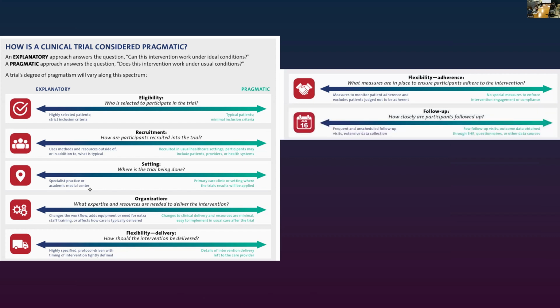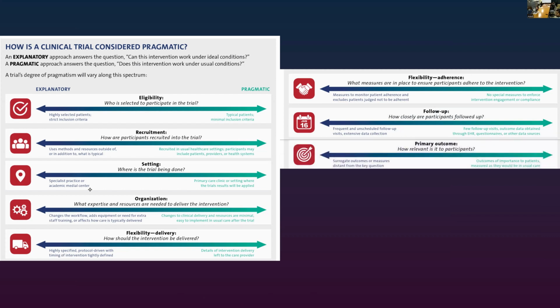The next thing is follow-up. How closely are they followed? Are they followed up every 1 month, 2 weeks, with a lot of data being collected, or is it something that you would routinely collect from your electronic health records, and you would call them at 3 months or whenever you would call that patient? The next thing is how relevant is the primary outcome? Do they use a lot of surrogate markers which may not actually be relevant for the patient?